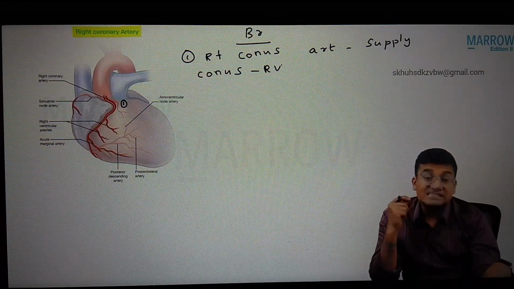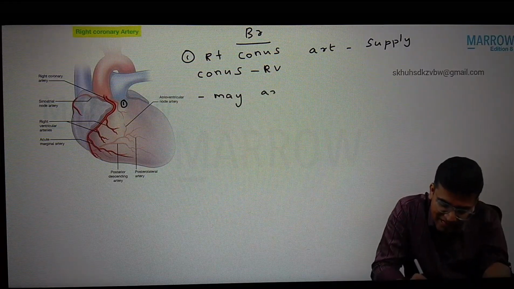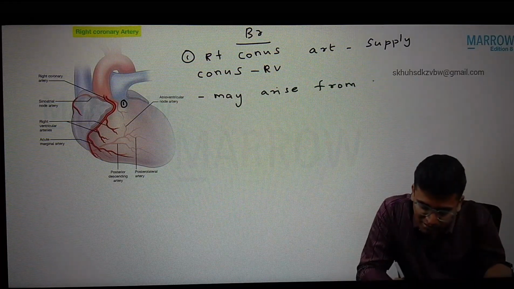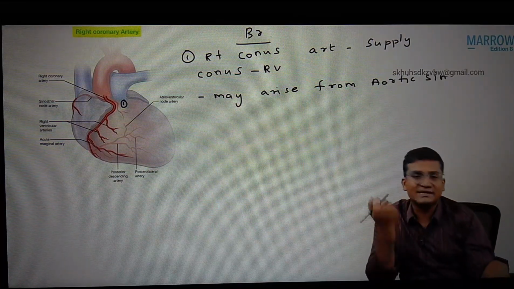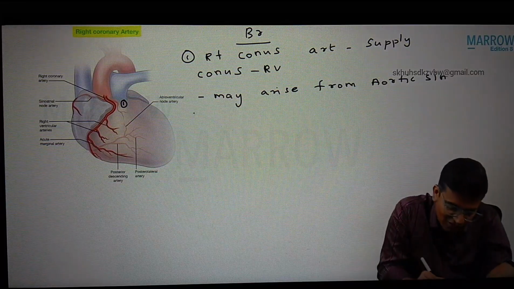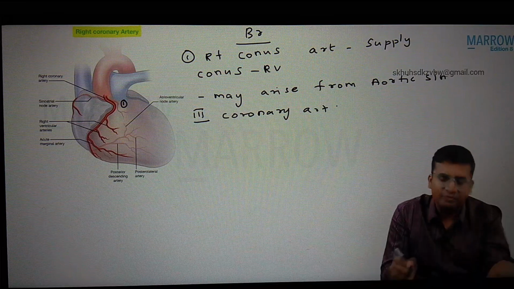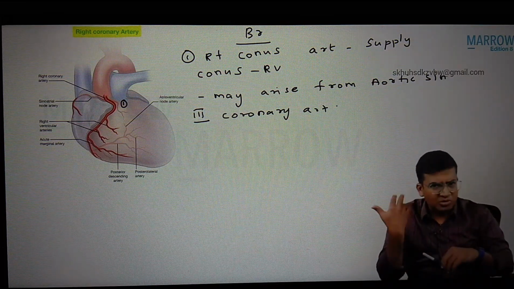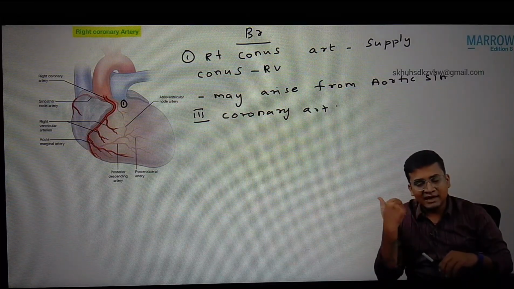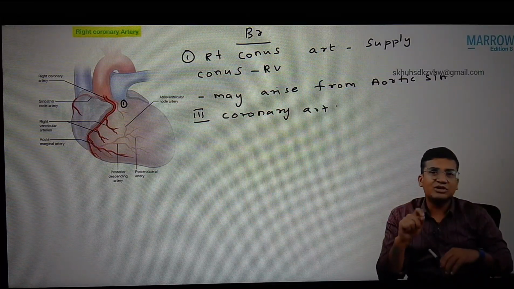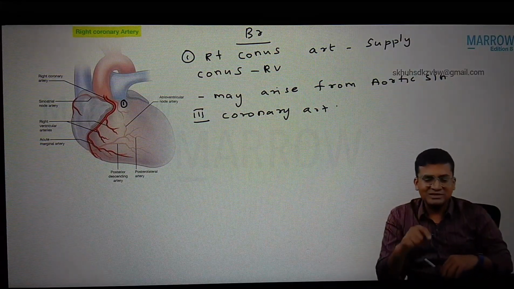Now, the right conus artery sometimes, very rarely, may arise from the aortic sinus. If it is arising from the aortic sinus, then this artery is called the third coronary artery. I told you just now, the aortic sinus gives origin to coronary arteries. So if the right conus artery arises from the aortic sinus, it is also called the third coronary artery, because it originates from the aortic sinus. But it is not the usual one. Very rarely you may see this.